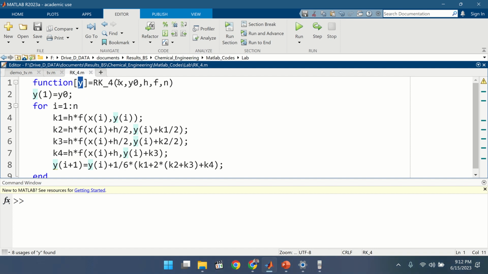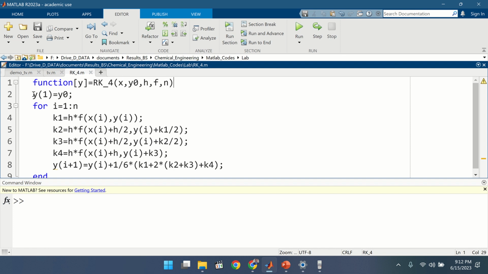So I'll be defining the value of x. What values of x do I want to enter, including the initial value as well. This is my initial value of y, and this is my h, how much h you want to select. This is the function of the right hand side of the differential equation, and this is n, how many points you want to do. That is usually the size of x. So you can just input it, or you can define it here that I'm interested in simply the size of x.